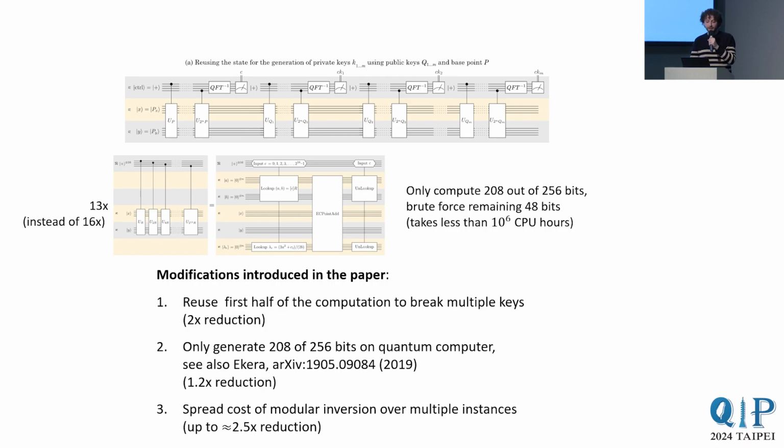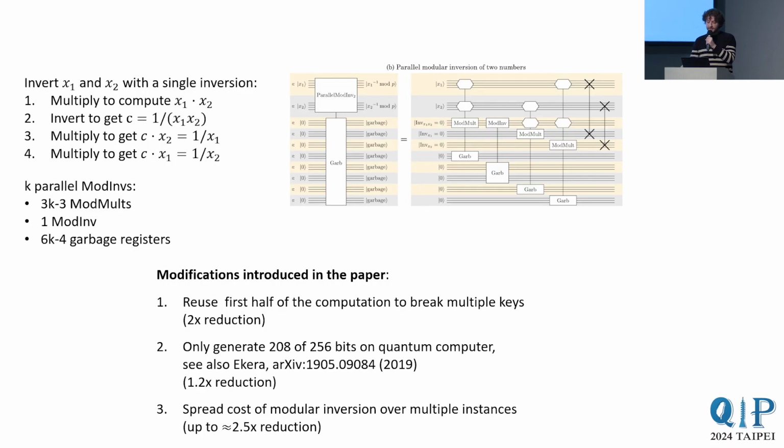A single CPU can check over 100,000 keys per second. So even though 2 to the 48 keys sounds like a lot, you can go through them in less than 1 million CPU hours. And with costs per CPU hour of a few cents, that's definitely worth doing. In fact, I was notified after the arXiv publication that something similar was also suggested by Martin Ekerå in one of his papers, although the fault-tolerant resource estimates in the literature didn't take advantage of that.